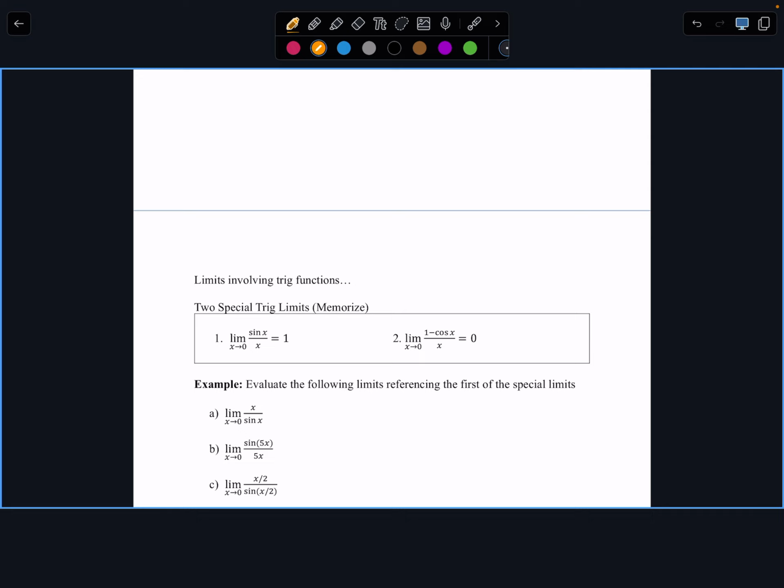We'll start next class with trig limits. We'll finish up 1.3. And then you guys will have a take-home quiz for 1.2, 1.3. And we will start 1.4, which you're already really familiar with, but we're going to have a more rigorous definition of continuity. So 1.4 is all about continuity and discontinuity.